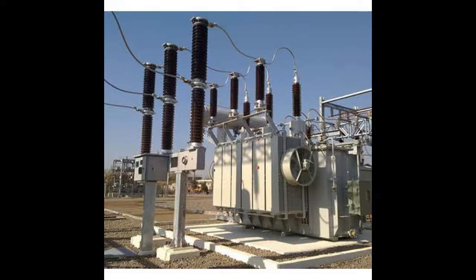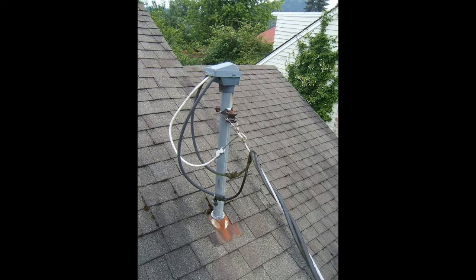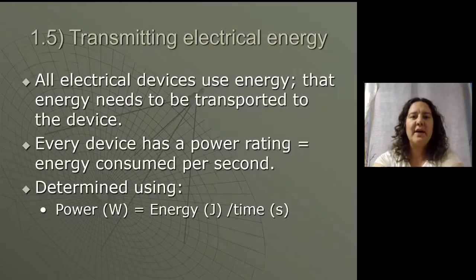How do we transmit electricity efficiently? Because we don't live near power generating stations. And how do we get a safe level of electricity into our homes? This lesson is on the transmission of electrical energy.